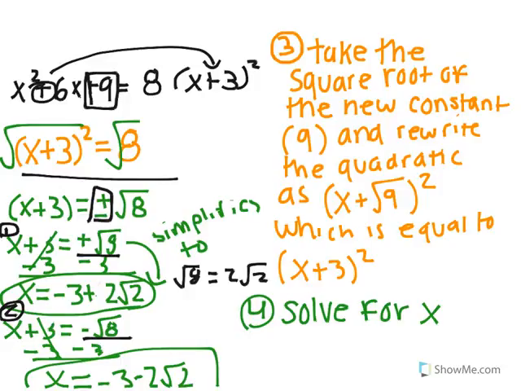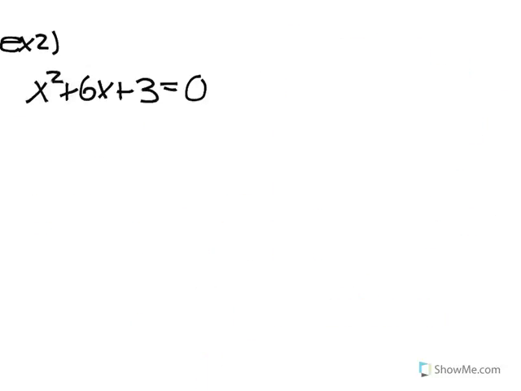And if you want to simplify radicals, you can go visit my previous videos on simplifying radicals. So I end up with x equals negative 3 plus 2 square root of 2. And I repeat the same process with the negative square root of 8. And I get x equals negative 3 minus 2 square root of 2, which is the simplification of the square root of 8.